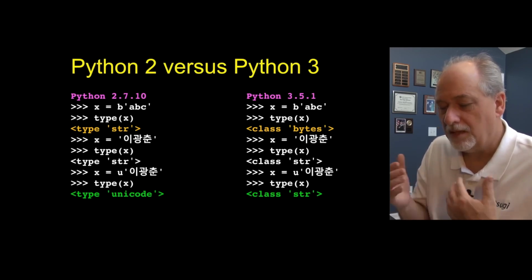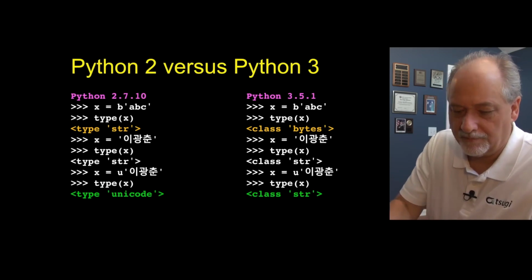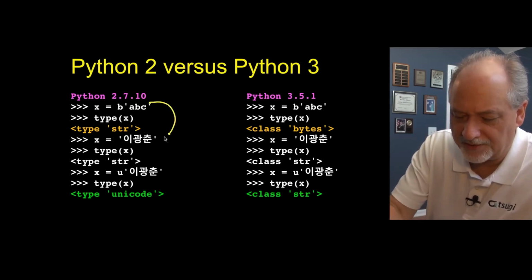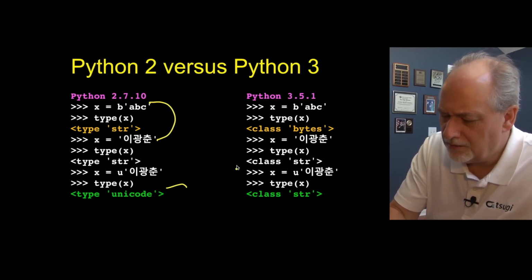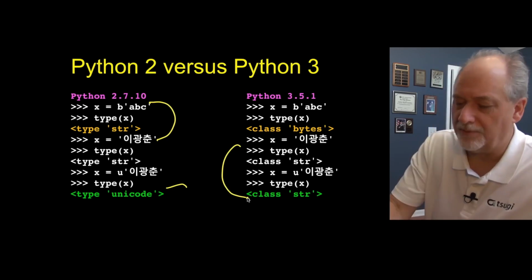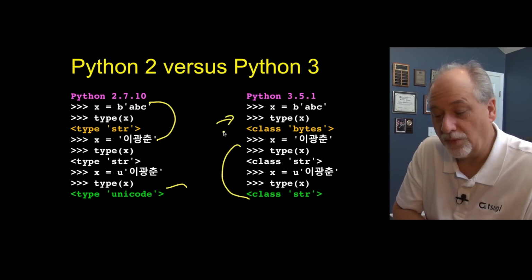So Python 2 had bytes and strings that were the same, and Unicode is weird. And in Python 3, strings and Unicode are the same, and bytes are weird. Okay, and so that's what we've got to deal with.